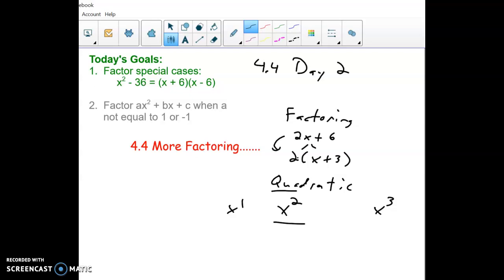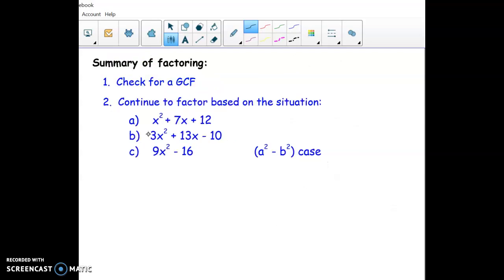All right, so a couple extra special cases today to factor. A general thing is when you factor, you should always look for a GCF first. That should always be your first step. And then there's going to be different situations. So we covered this one yesterday where we had 3 terms and they multiplied to 12 and added up to 7. So it factored to x plus 3 times x plus 4.